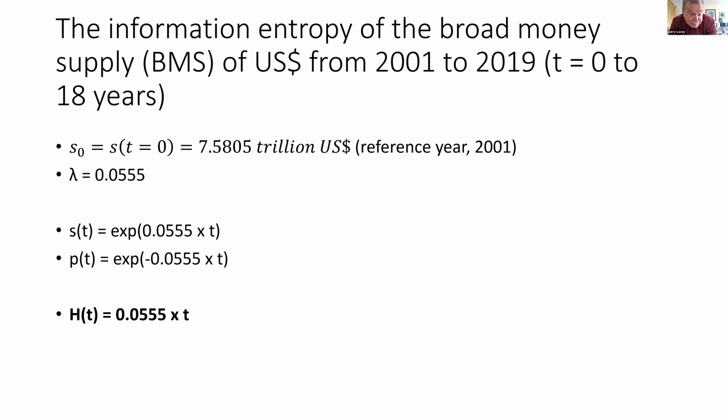Thinking of it as a process, we have the growth of the process, which is exponential, because it's all relative to 2001. It's exponential, 0.0555 times t. Now, what's the probability? It's the probability of that huge amount of money supply at the start, and that decreases exponentially with time, 0.0555 times t. And the information entropy of the process is 0.0555 times t.